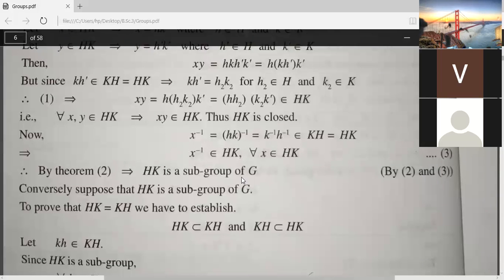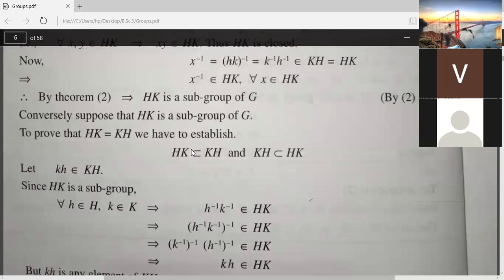And you remember the converse part, here you can take: suppose HK is a subgroup of G. Then what we have to prove? We have to prove HK equal to KH. That is, if P then Q we are proving here. If P then Q, you see the statement, we are proving the same. Now, HK equal to KH.